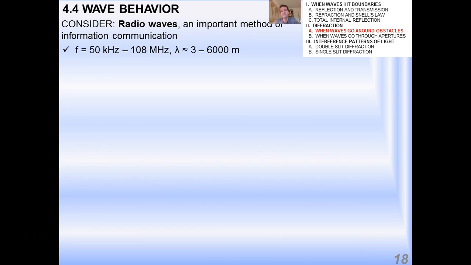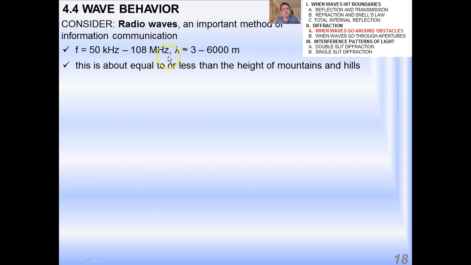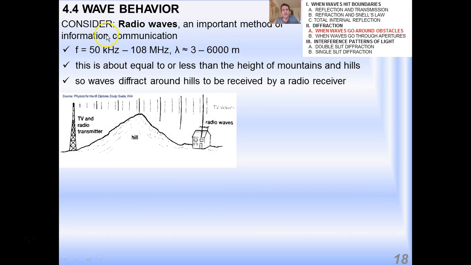All right. So if you consider radio waves, which is a very important method of information communication in our world, commercial radio waves, say on your radio dial, have a range of about 50 kilohertz to about 108 megahertz. This means that their wavelengths are on the order of from 3 to about 6 kilometers. This is about equal to or less than the height of a lot of mountains and hills around us. So what happens is that radio waves diffract around hills to be received by a radio receiver, okay?